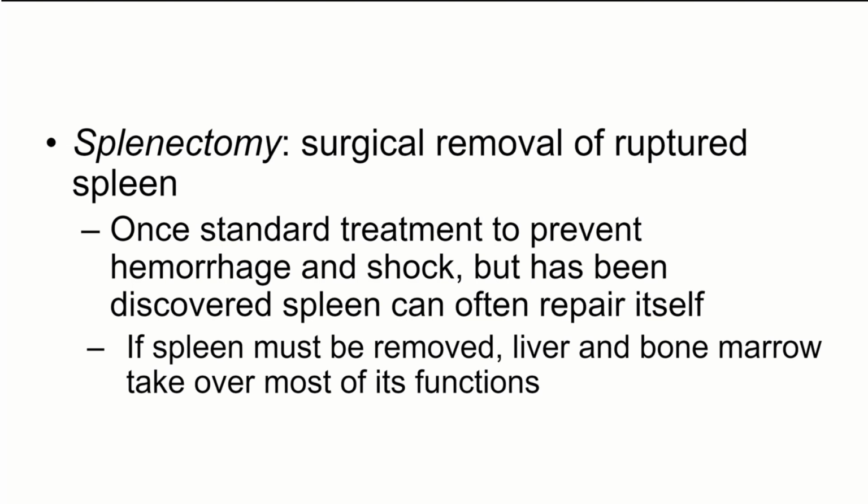Splenectomy. Remember, this is where we talked about the surgical removal of the spleen. Usually this is due to the spleen rupturing because it has been inflamed due to infection. This was once a standard treatment to prevent hemorrhage and shock, but now we know that the spleen can actually repair itself and doesn't necessarily need to be fully removed. However, if the spleen is removed, the liver and bone marrow can take over the functions of the spleen for the most part.